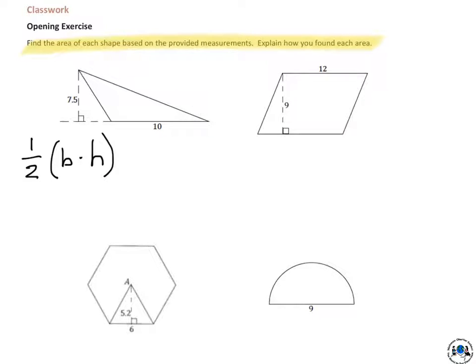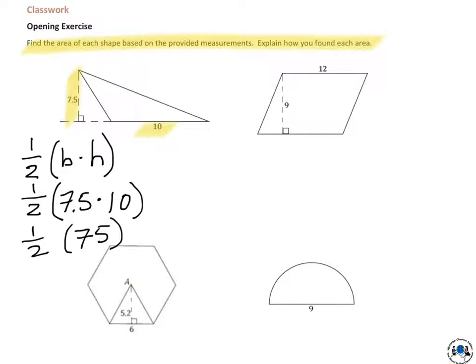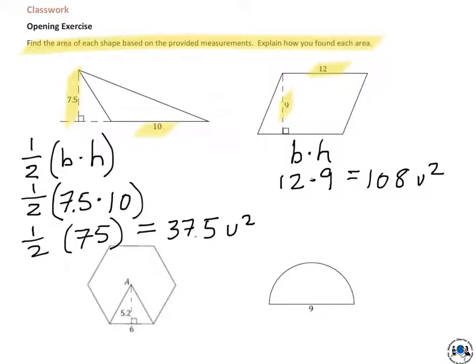So we have that, half base times height, and we've been given both. We have our base, we have our height. We're going to go ahead and do our parenthetical first. So that's going to be 75, and then half of 75, or 75 times 1 half, is 37.5, or 37 and a half units squared. And our next, to the right, the parallelogram, we, of course, have base times height. And we have our base, we have our height, and we have our area, 108 square units.